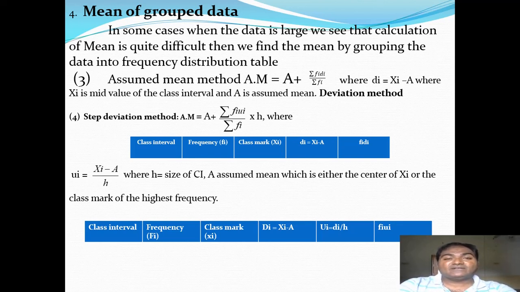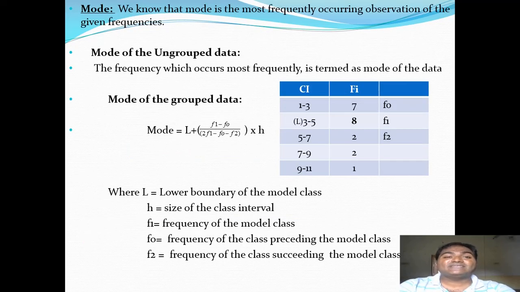What is the next method? Just try to analyze this and try to understand. The next method is known as mode. What is mode? Mode of a data. If observations are given, here also we have ungrouped data as well as grouped data.